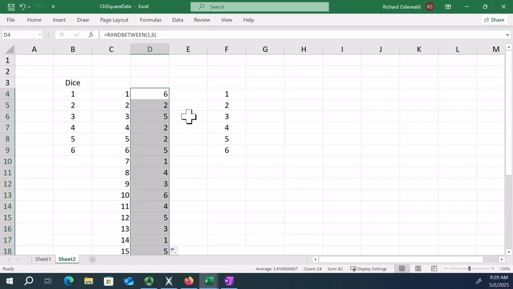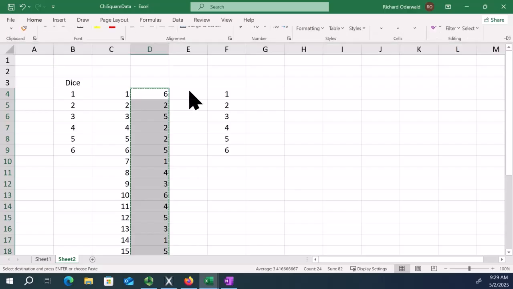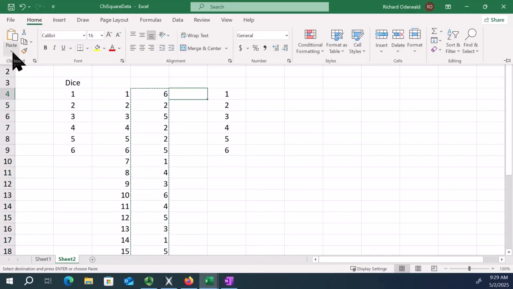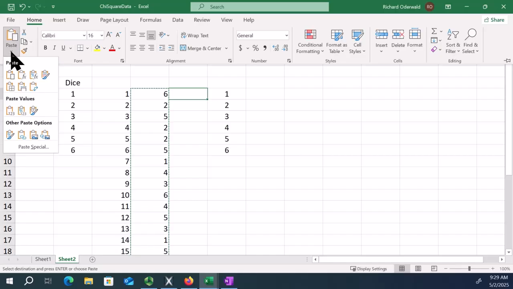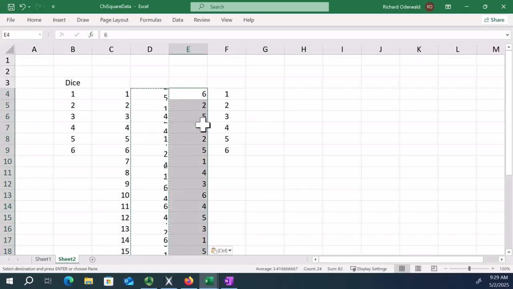I want to know, is this a regular distribution of throws? And to keep it from changing, I'm going to copy the values, move over 1, and paste the values in those cells. Paste values. Now, the one that's random will change. The one that is pasted values will not.